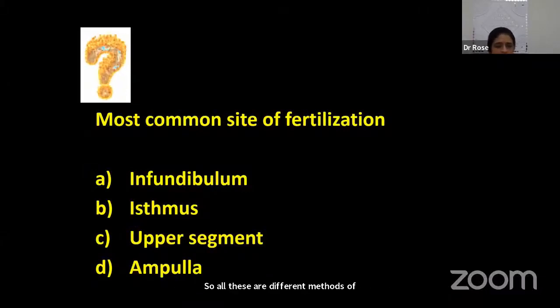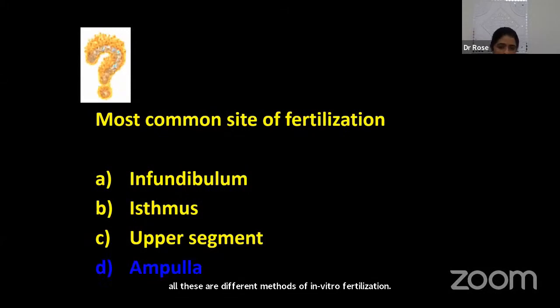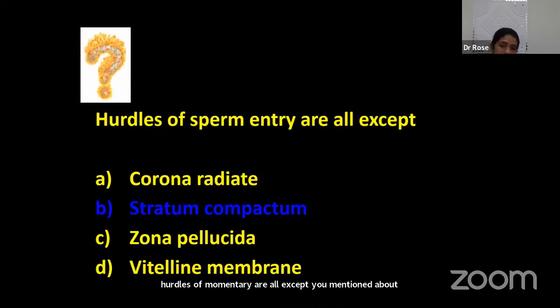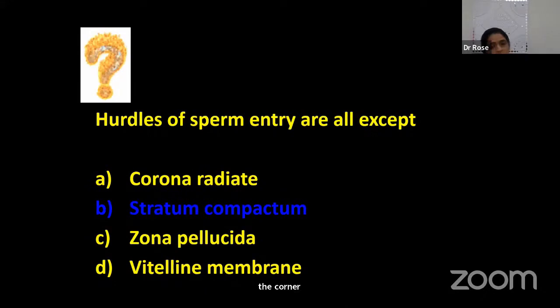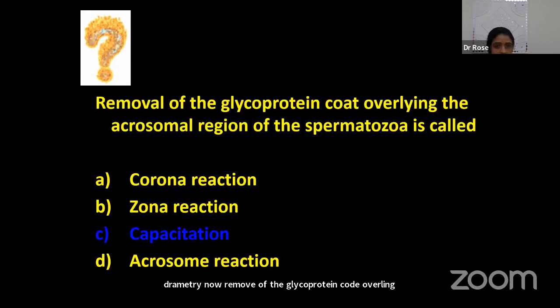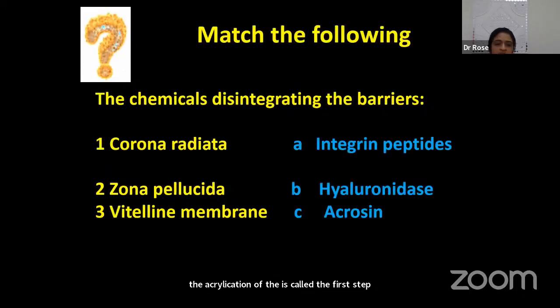Most common site of fertilization is the ampulla. Hurdles of sperm entry are all except what we mentioned: the corona radiata, zona pellucida, vitelline membrane. It is not stratum compactum, because stratum compactum is actually a part of the uterine endometrium. Now, removal of the glycoprotein coat overlying the acrosomal region of the spermatozoa is called the first reaction, that is the capacitation.